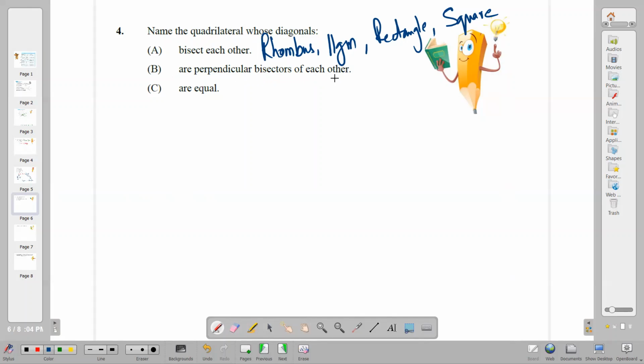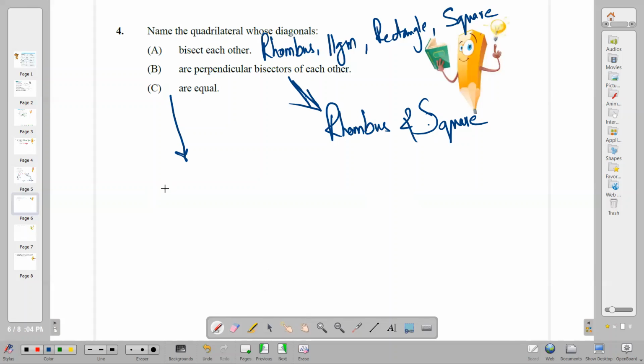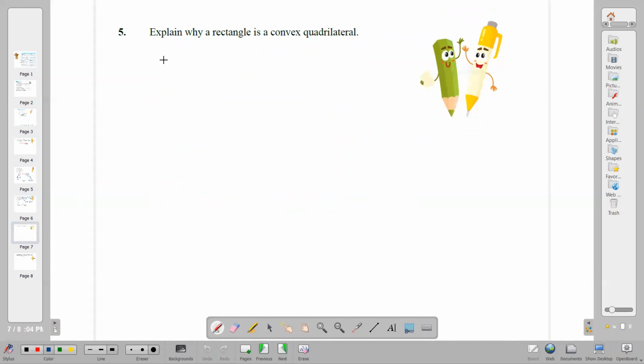Next, which quadrilaterals are perpendicular bisector of each other? जिसके diagonals perpendicular bisector है। कौन से है? Rhombus and square. Okay, now next, whose diagonals are equal? किसके diagonals equal है भैया? Square के और rectangle के। Properties याद करनी पड़ेगी इसके लिए। ठीक है, चलो next question.